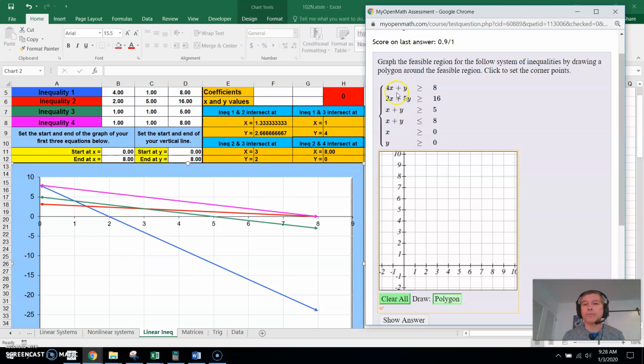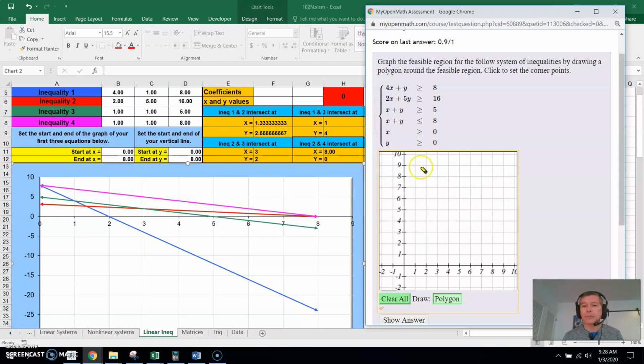So the inequalities are 4x plus y is greater than or equal to 8, 2x plus 5y is greater than or equal to 16, x plus y is greater than or equal to 5, x plus y is less than or equal to 8, and these two, x is greater than or equal to 0 and y is greater than or equal to 0, just tell you that you're in your first quadrant right here.